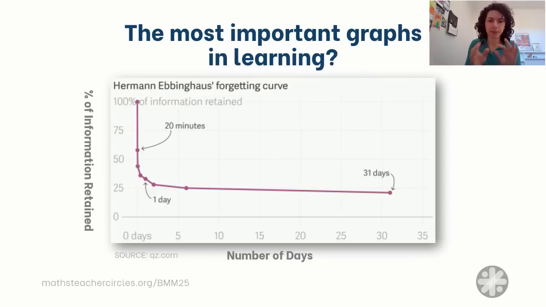So let me just break down what we've got going on in this graph. Along the x-axis, going along the bottom, is the number of days since the learning happened. So it starts from 0 and then you get towards, over a month. And on the y-axis going up, we've got the percentage of information retained. So of what was learned, how much is then remembered. And what you can see in this graph is there is a very sharp decline. Even within the first hour, a huge chunk of information is quickly forgotten.